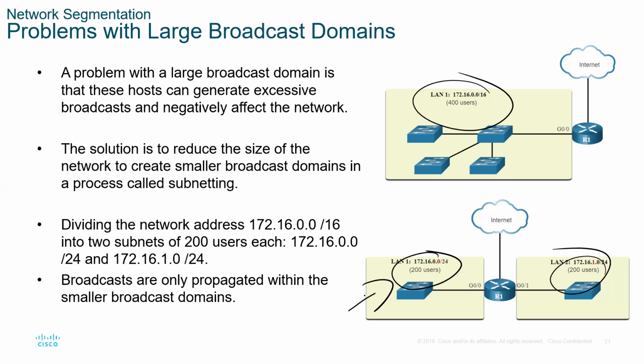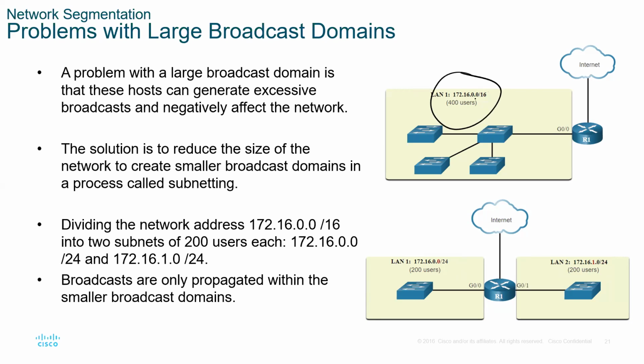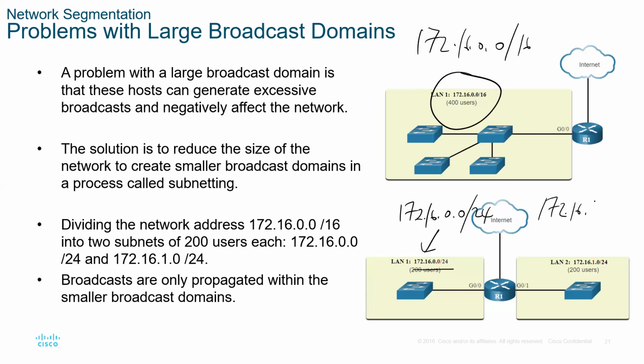We will deal with the consequences of this later on. If you look at the addressing, here the address is 172.16.0.0/16, with 400 addresses. But here we now have 172.16.0.0/24, and here we have 172.16.1.0/24. Two different networks.